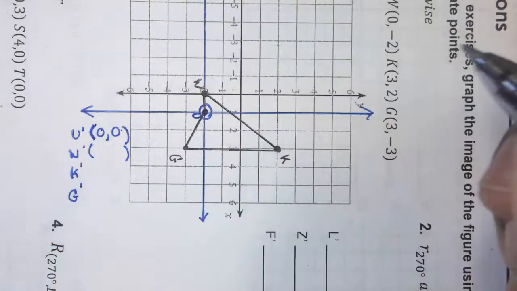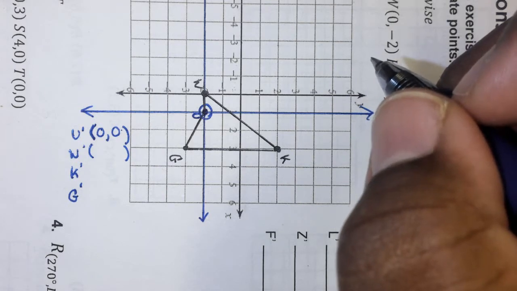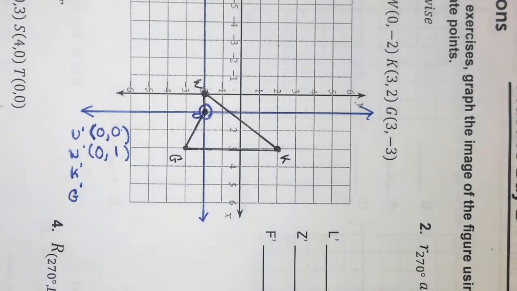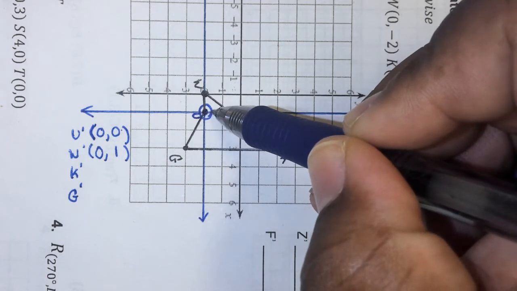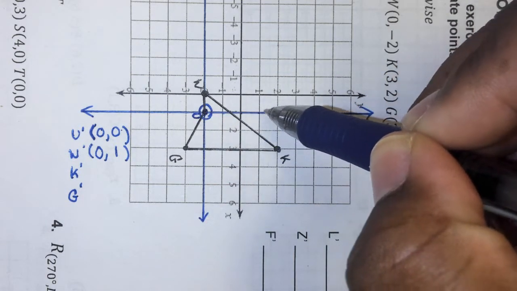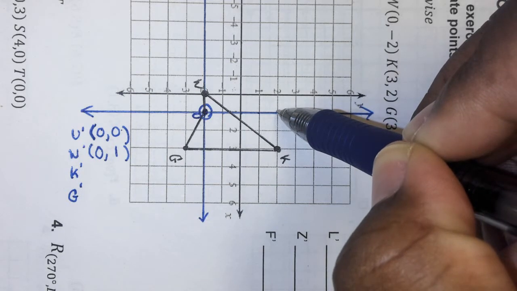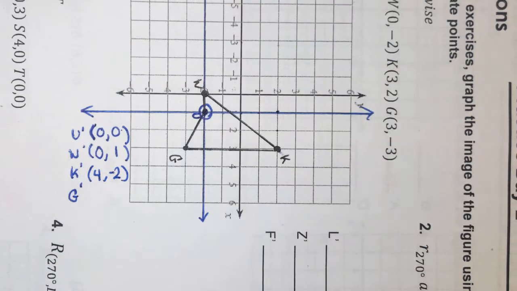W prime is 1 up from the center of rotation. So from the center of rotation, that coordinate for W prime would be 0, up 1. K prime, from my center of rotation, which is here, I'm going to the right 1, 2, 3, 4, and then I'm going down 1, 2. That'd be represented as a move of 4 to the right, down 2, which is -2 from my center of rotation.